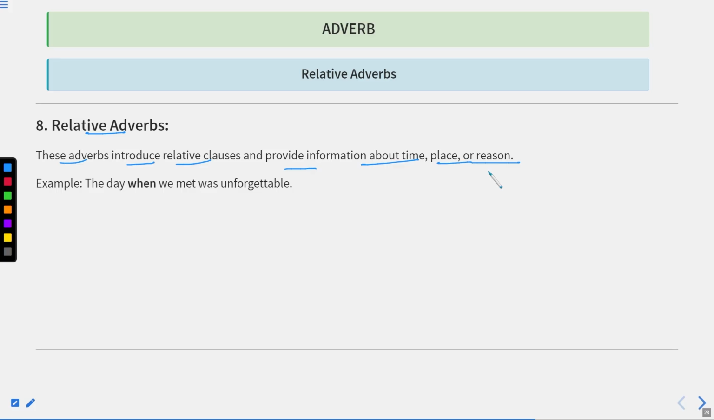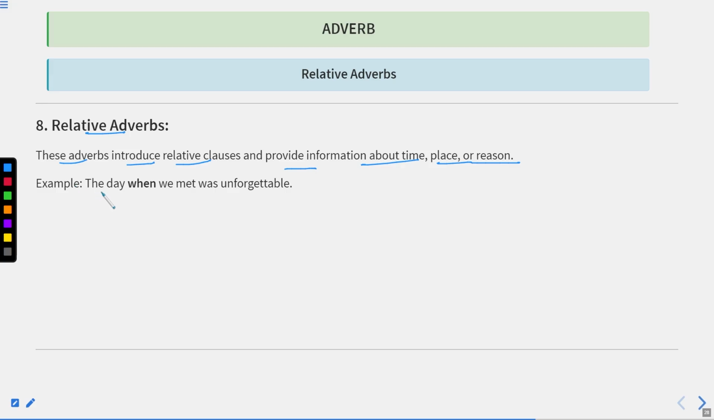Now when we talk about relative adverbs, we join two sentences with one word. Suppose there is a relative word in between, and we have two clauses. In the first we have the action, and in the other clause we have an adverb which relates to the verb given in the first clause.